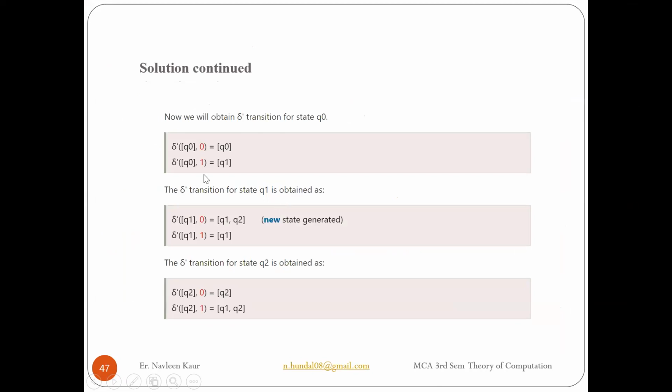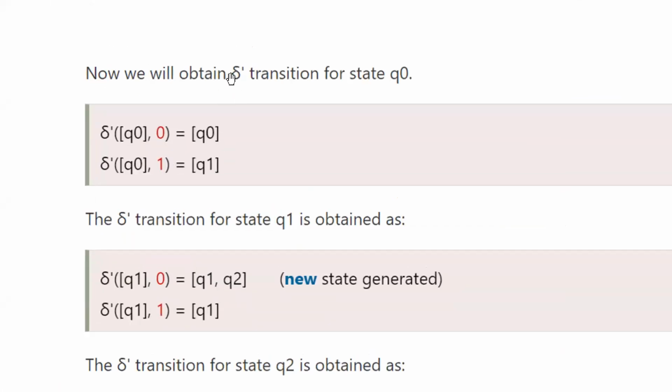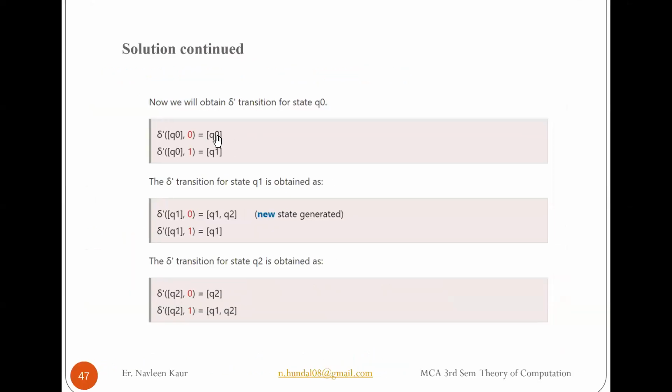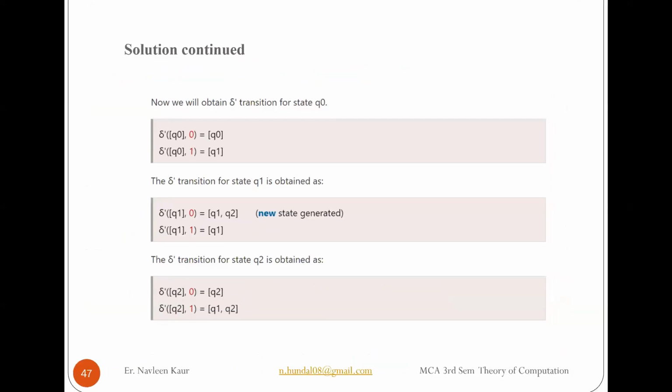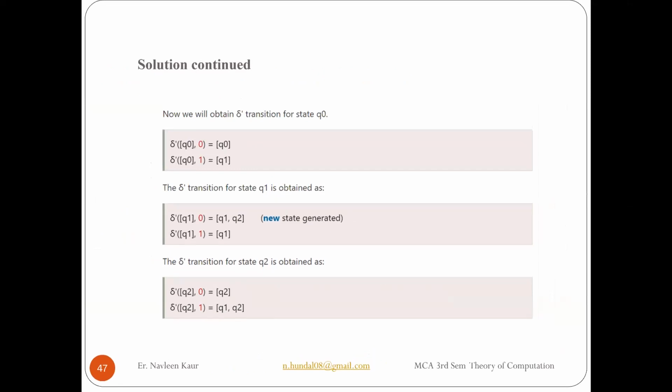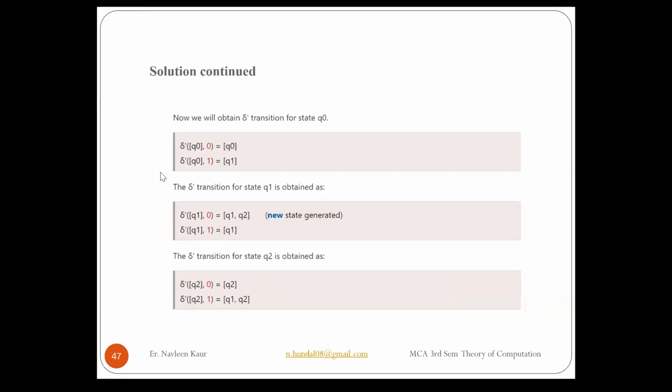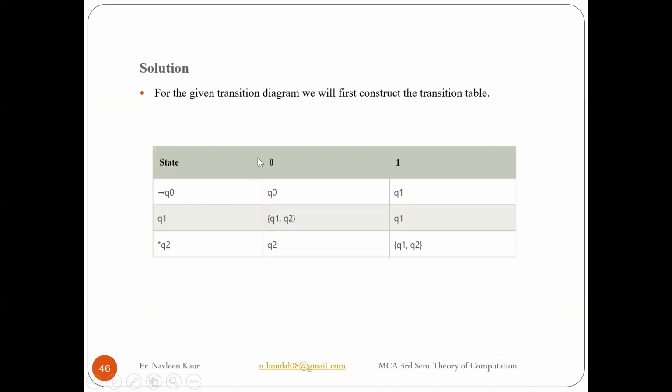So write it like this. For your sigma dash, write all the states in the square brackets. Now you're generating a new transition function. For sigma dash, I am considering the state Q naught. If Q naught gets 0, it is taking me to Q naught. How to prove it? Use this thing. Q naught when it gets 0 goes to Q naught.